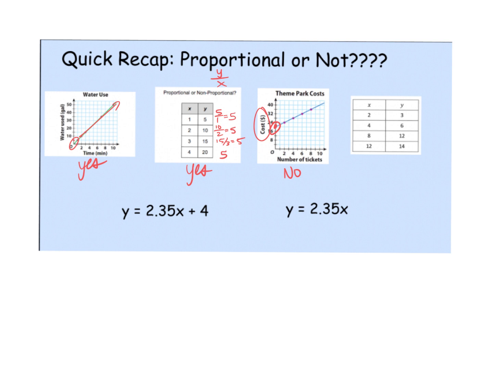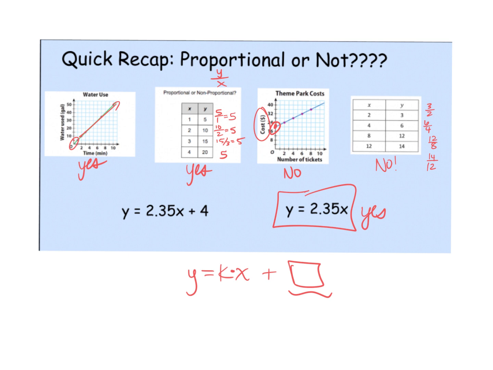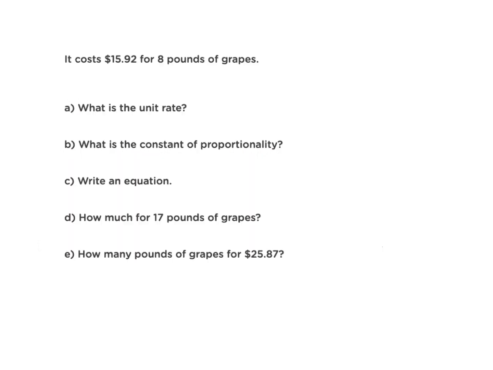Second one, again, I can test this out. I can do 3 divided by 2, 6 divided by 4, 12 divided by 8, 14 divided by 12. I should get the same number every time. I do not, so it's not proportional. All right, equations. Remember, all our proportional equations are in this form, y equals k times x. You can't have a plus something, because then that means there's something extra and it won't start at 0, 0. So this one would be proportional. This one is not because of that plus 4.